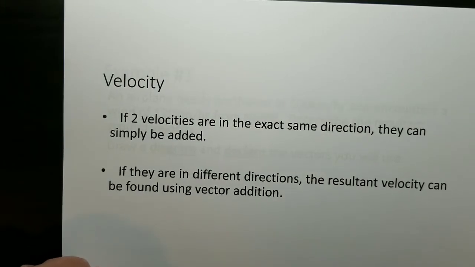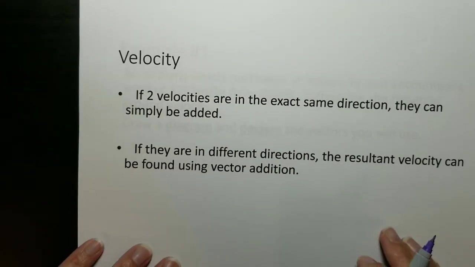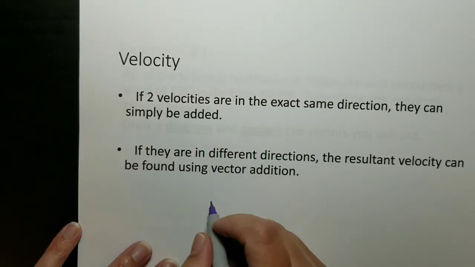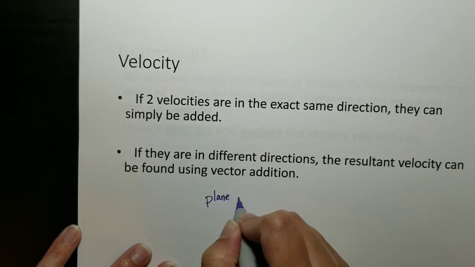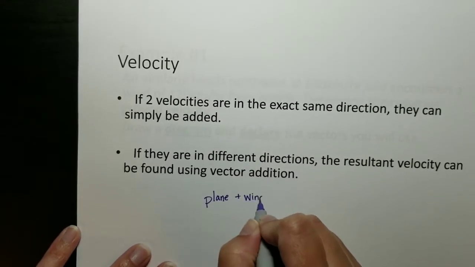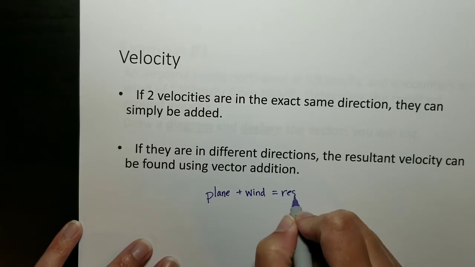So we can take a look at this. If they're going in the exact same direction or in exact opposite directions, it's much easier. But if they're going at different angles to each other, not 0 degrees or 180 degrees, we have to use vector addition. In general, I like people to think of this formula: the plane plus the wind equals the resultant.